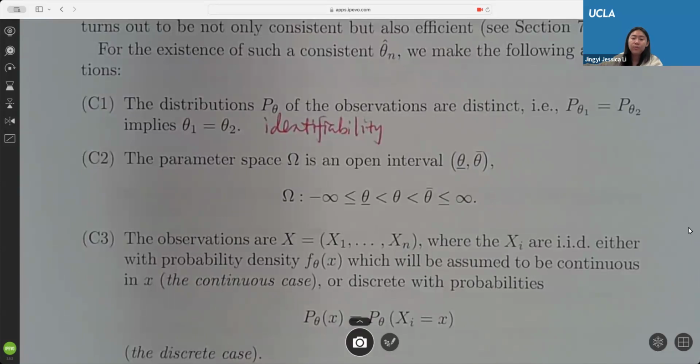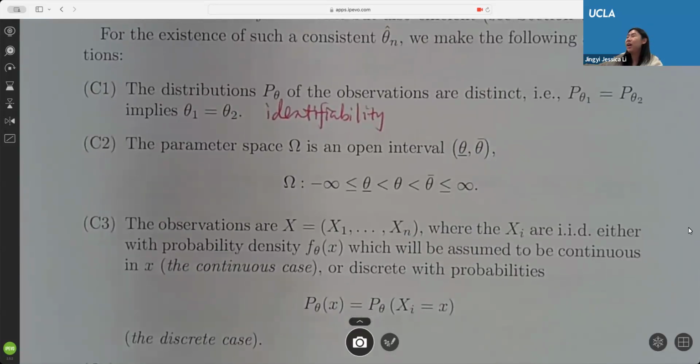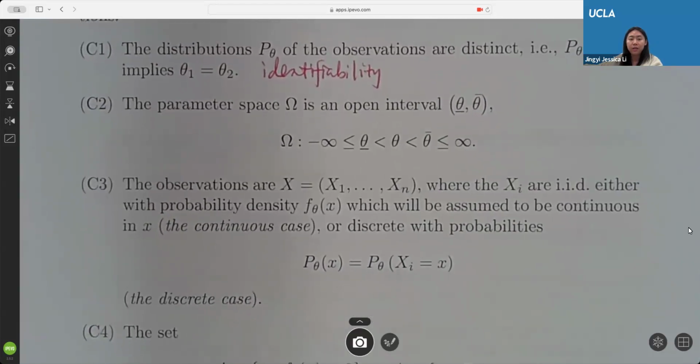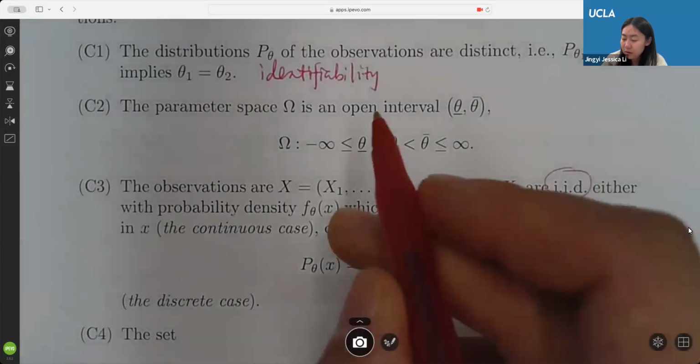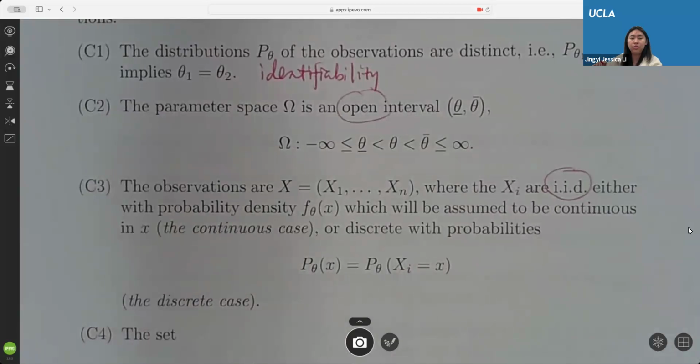Second, the parameter space is an open interval. So you don't have this boundary issue, in other words. Yeah, so this makes it easier to make the limits work. Open interval parameter space. Third, and we're talking about one-dimensional parameter for now, the observations x1 to xn are IID, either with probability density f theta x, which will be assumed to be continuous in x, or discrete with probabilities. So IID is the key thing for your sample. So open is the key thing for the second assumption.